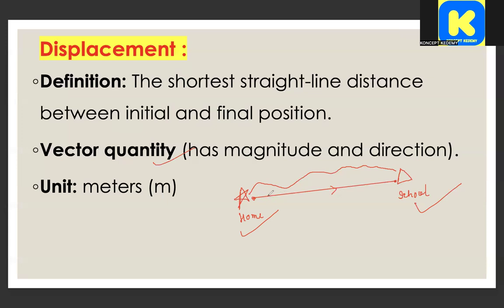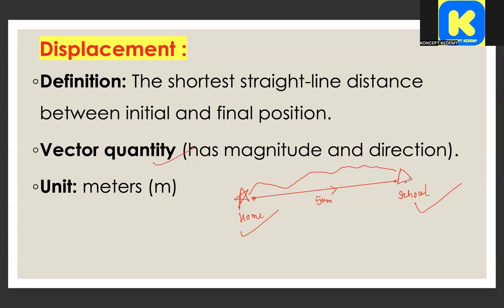Meanwhile, whatever you will say, displacement is a kind of distance. Let's say it's 5 kilometer. So it's the total length of the path which the object is covering. But it's the shortest path and it's in a straight line. That is the only difference.